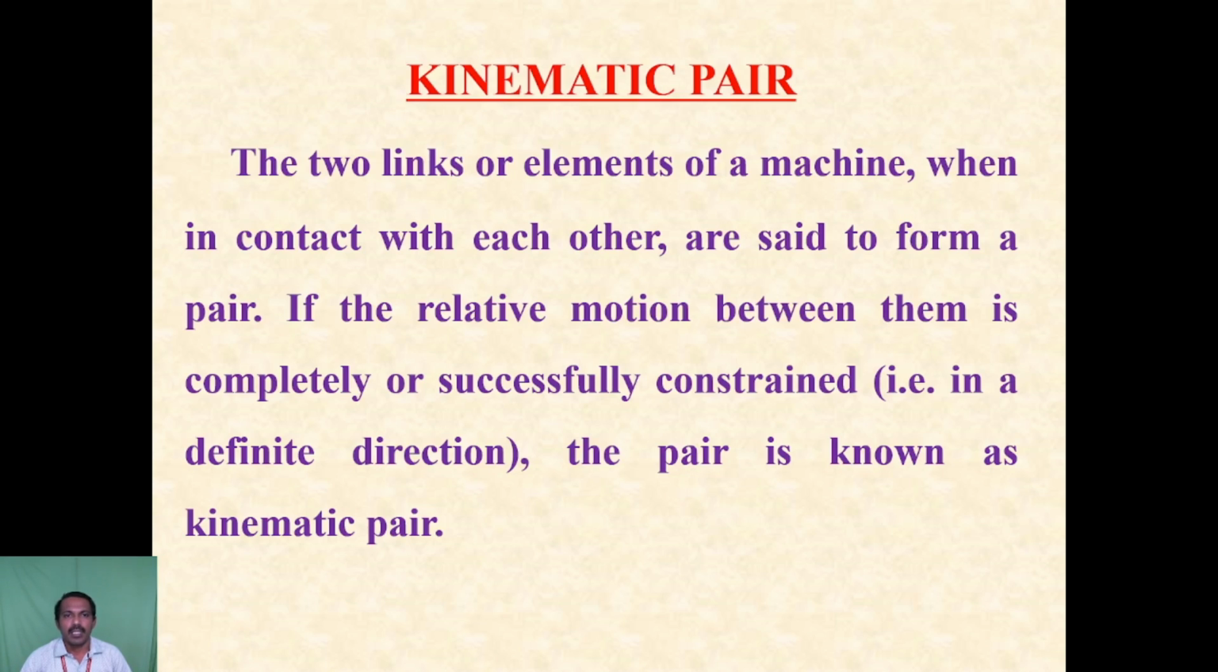Next we discuss the kinematic pair. A pair means a combination of two elements. The two links or elements of a machine in contact with each other are said to form a pair if the relative motion between them is completely constrained. Another name for it is a kinematic pair.